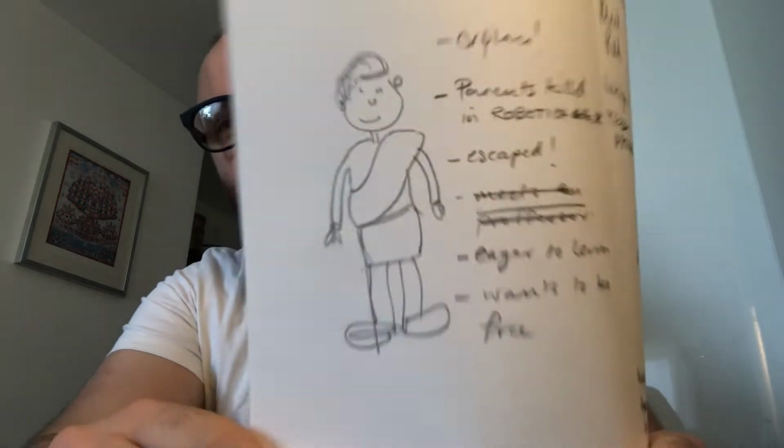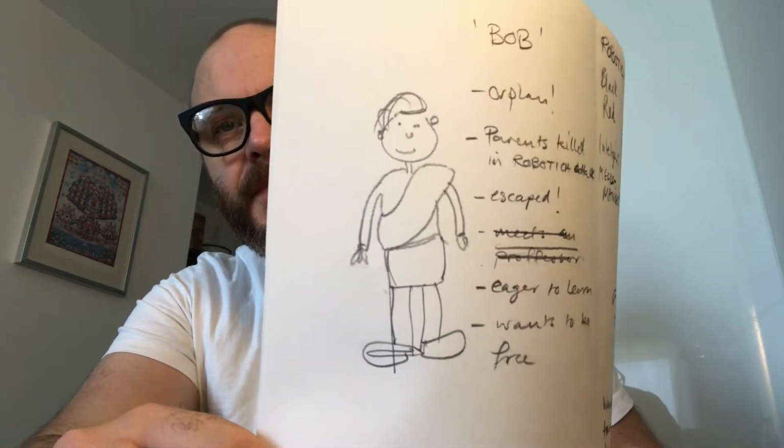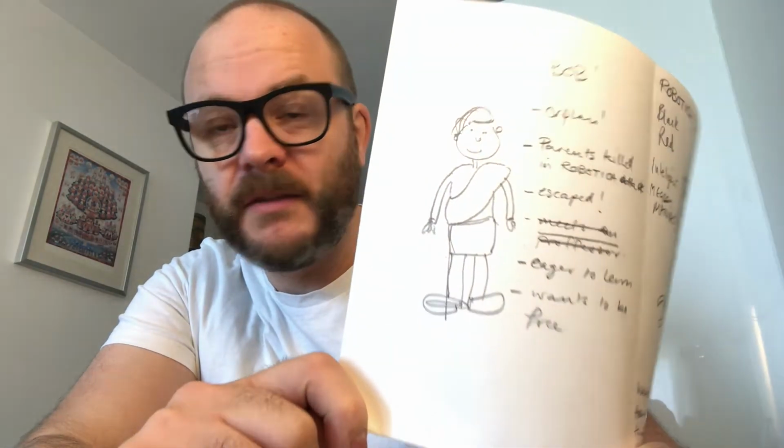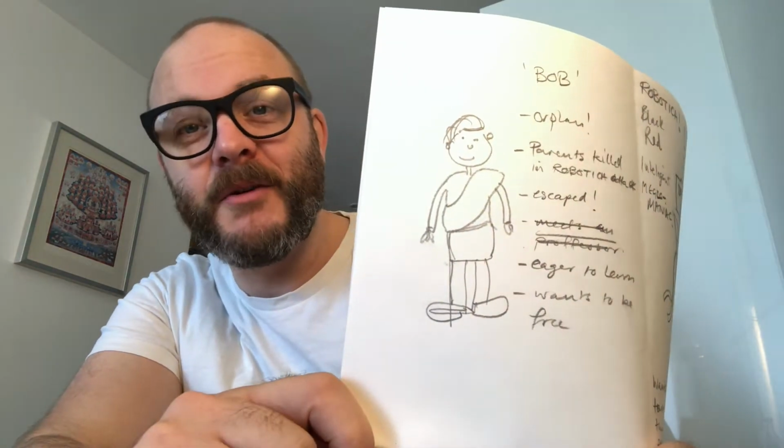So my good character is called Bob. He's been orphaned. Very sad. Not based on Luke Skywalker at all. His parents were killed in a battle. He's very eager to learn, but he wants to be free. He feels like he's trapped in the world that he lives in, and he doesn't like it at all.